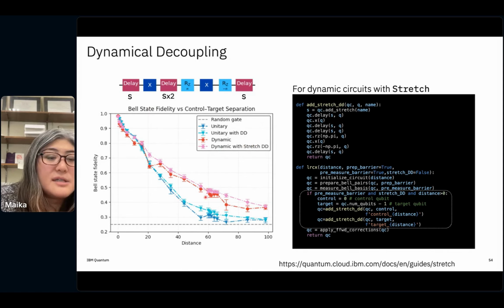So by doing this, now you see the one that I added, the stretch DD, is in pink. So again, similarly compared to red, it brings up the curve a little higher, and it also smooths this out. So it's very nice to see that the stretch DD is working, and also the DD in the typical unitary case is also working pretty well.